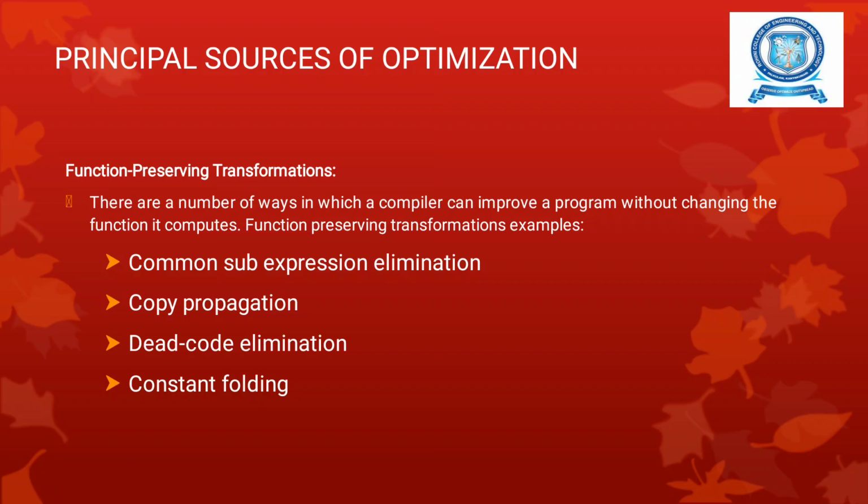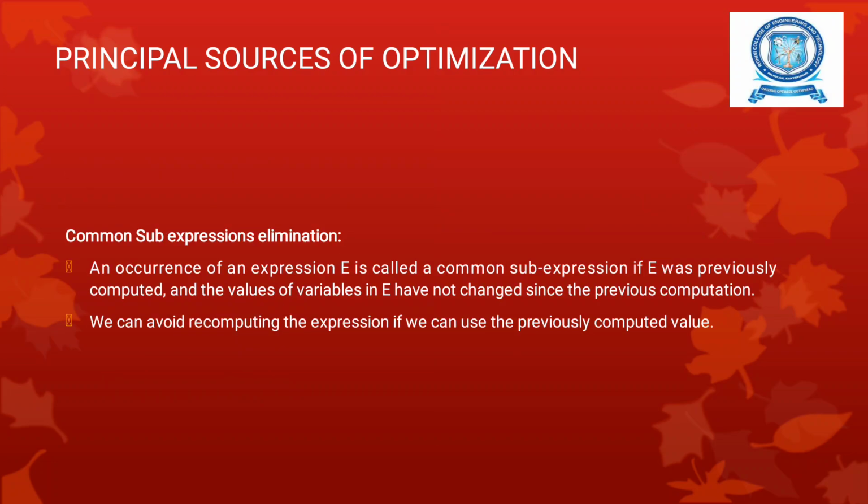In function preserving transformations, we have four kinds of optimization techniques: common sub-expression elimination, copy propagation, dead code elimination, and constant folding. First, common sub-expression elimination. The expressions that are commonly used are sub-expressions. For one lengthy expression, the sub-expressions need not be repeatedly calculated, so they can be reduced. So the usage of memory is reduced.